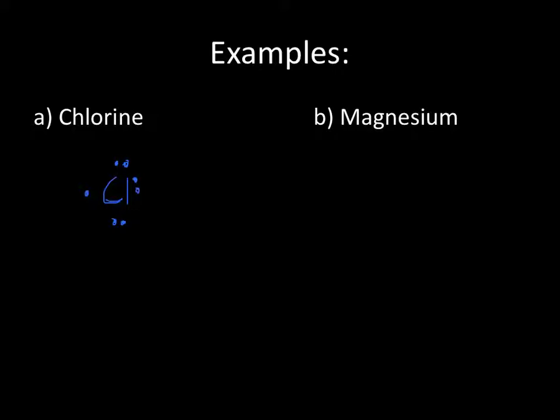Now, magnesium is an alkaline earth metal. It belongs to group 2, and so the process here is as follows. Write the element symbol. Magnesium is just Mg, and it will have 2 valence electrons. So there's my electron dot diagram, or Lewis diagram, for magnesium.